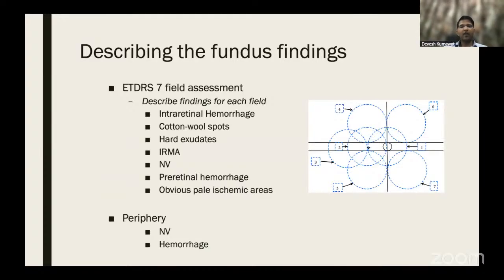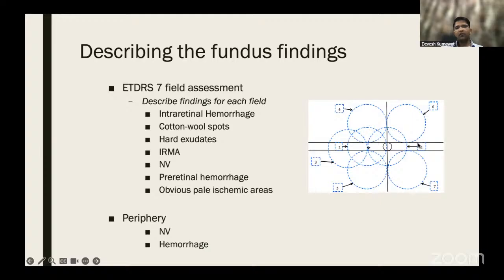You have to describe it in the form of ETDRS 7 fields that have been co-adopted from the modified Airlie House classification of the standard 7 fields that were used by the ETDRS study as well. So you have 7 fields which are 30° each. The first field is, if you see in the diagram, centered at the disc, the second field which is centered at the center of the fovea, third field which is temporal to the fovea, then fourth field is supratemporal, fifth is inferotemporal, sixth supranasal, and seventh is inferonasal.